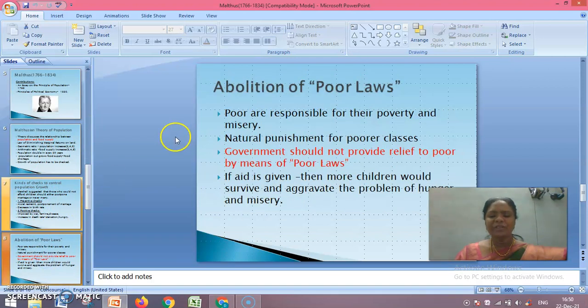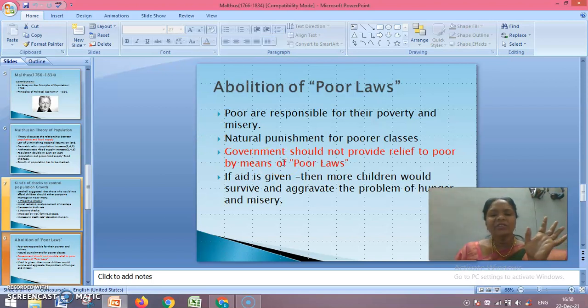And he's also of the view that we have to abolish the poor laws. Poor laws, what is it? You know the fact that the poor are responsible. Malthus is of the view that the poor are responsible for their poverty and misery because they are not taking any steps to reduce their family size. So the natural punishment for the poorer classes is poverty and misery.